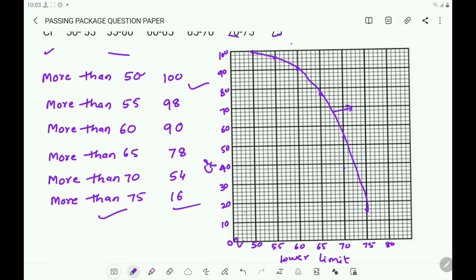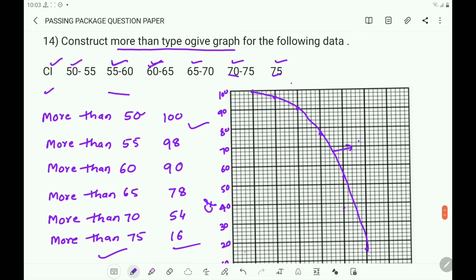This is more than type OG, right? More than type OG.